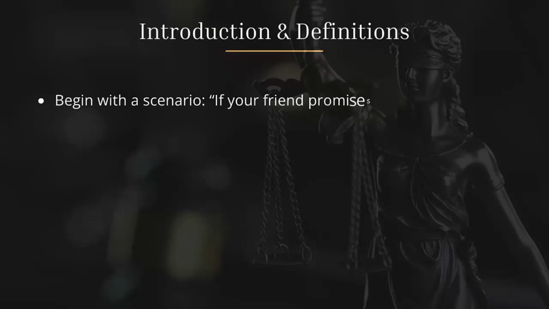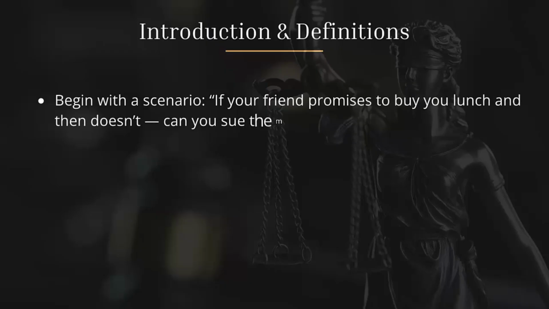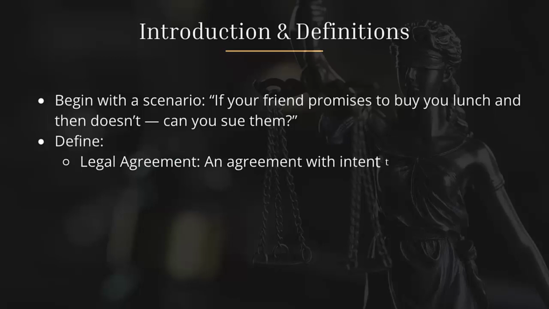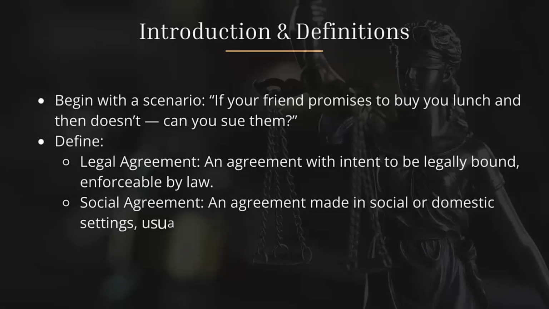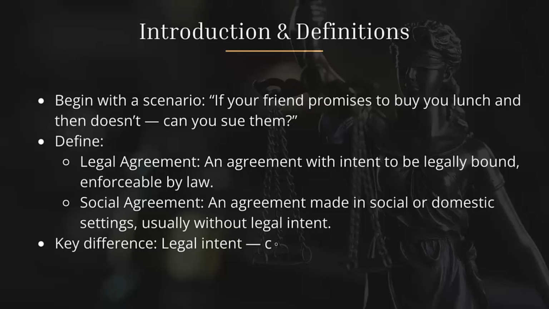Introduction and definitions. Begin with a scenario: if your friend promises to buy you lunch and then doesn't, can you sue them? Define legal agreement: an agreement with intent to be legally bound, enforceable by law. Social agreement: an agreement made in social or domestic settings, usually without legal intent. Key difference: legal intent. Courts enforce legal agreements, but not usually social ones.